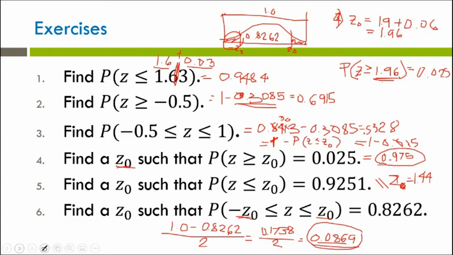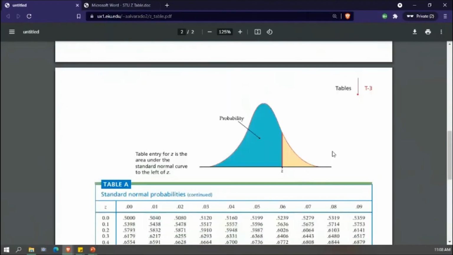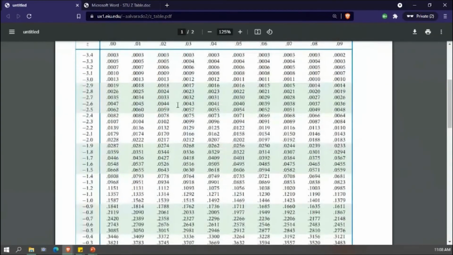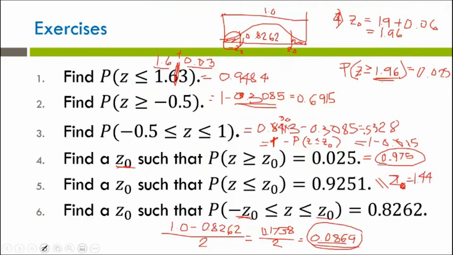So let's go back to our table. Okay, that's 0.0869. 0.08 here, 86, 0.0869. Where is 0.0869? Okay, I'll just check again. 0.0869.